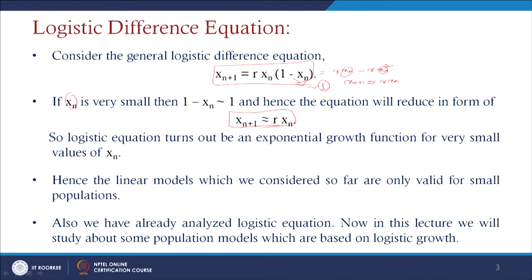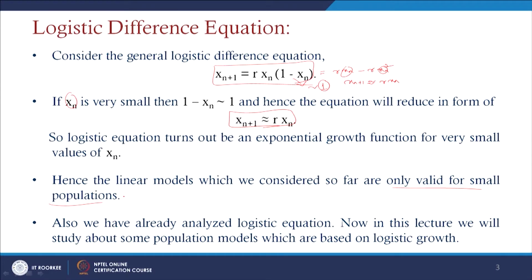So the logistic model turns out to be an exponential growth function for small values of x n. Hence, the linear models which we considered so far are only valid for small populations. This means that if the population grows exponentially, we cannot find a feasible model in a practical sense, since food or resources are sometimes limited. Sometimes, due to climate or a huge population, they will decline. So we cannot always have growth in an exponential form.